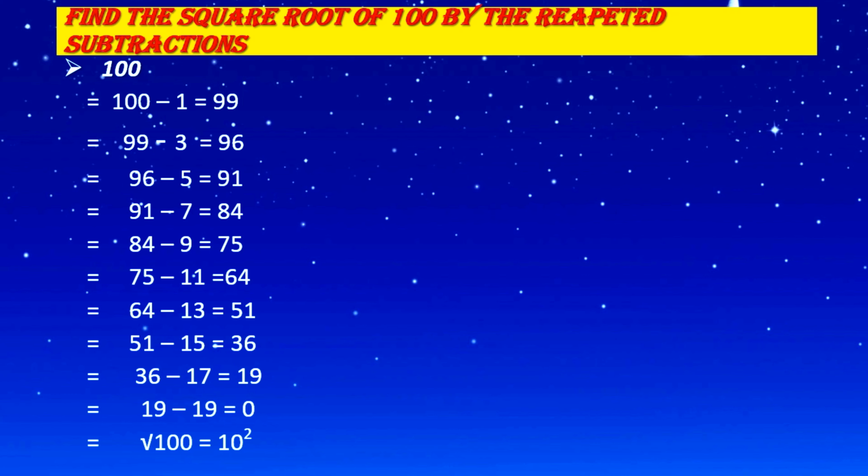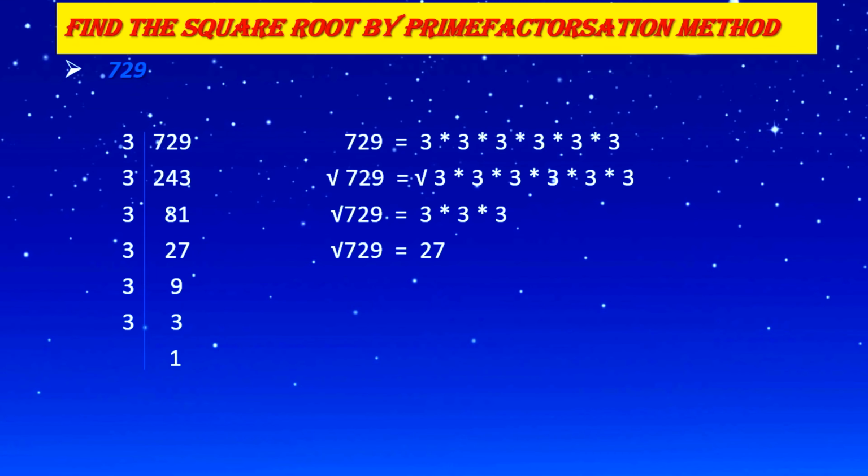We should keep subtracting until we get 0 to find the square root. How many steps are followed? 1, 2, 3, 4, 5, 6, 7, 8, 9, 10. 10 steps are followed, so the square root is 10. 10 square means 10 into 10, that is 100. We got this by repeated subtraction, and only odd numbers are taken, not even numbers.